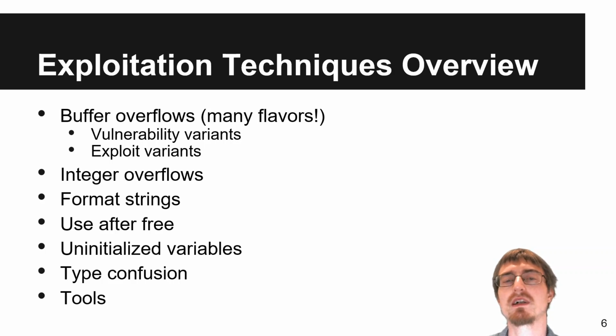So, an overview here of the different techniques that we will be discussing in this lecture. In this particular video, I'll only consider the first one. The other ones will come later in separate videos. The first one is buffer overflows, and in particular different types of vulnerabilities for buffer overflows. There are many different types of buffer overflows, and it's a very common vulnerability. In a later video, we will discuss also different ways to exploit it, depending on where the buffer overflow actually is. Next, we'll be discussing integer overflows, format strings, use after free, uninitialized variables, and type confusion.